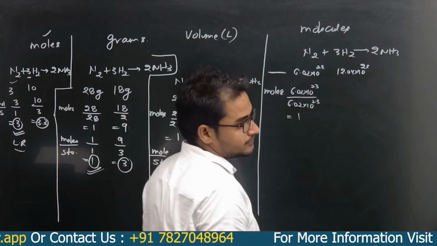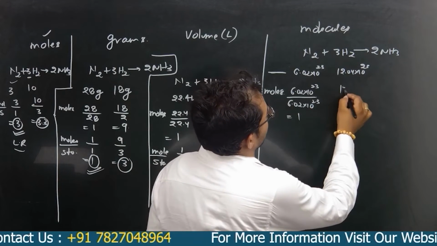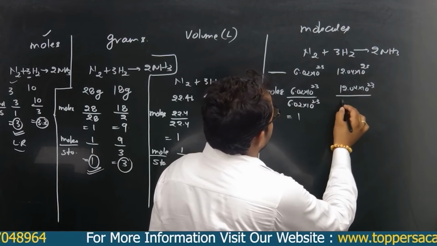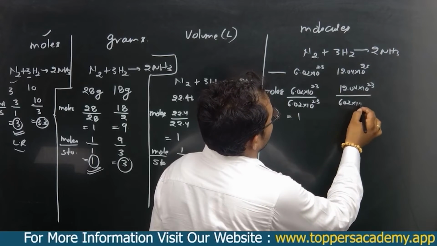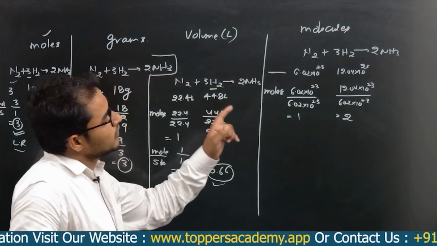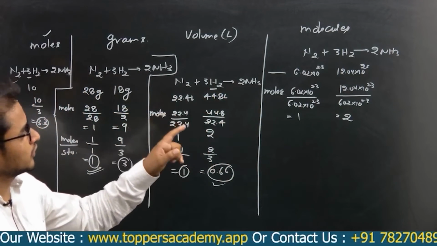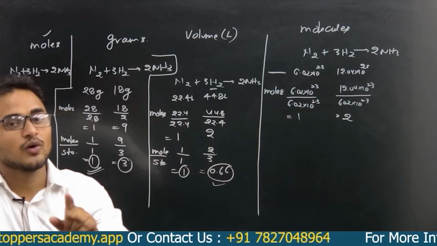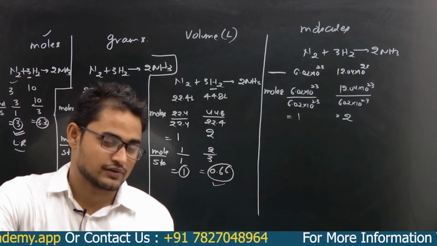It is 1.12.04 into 10 to the power 23 upon 6.02 into 10 to the power 23, it will become 2 moles. So we were given the number of molecules in this case, and now we have calculated the number of moles in this equation.